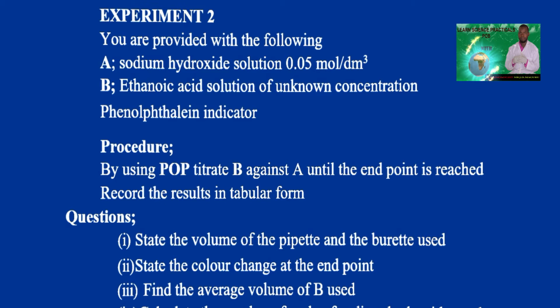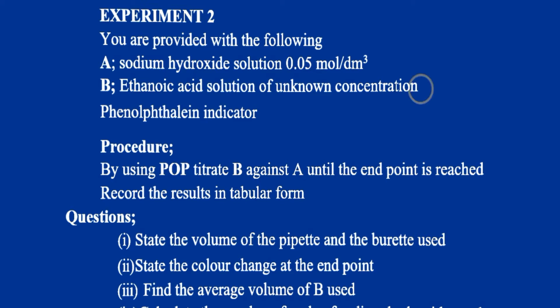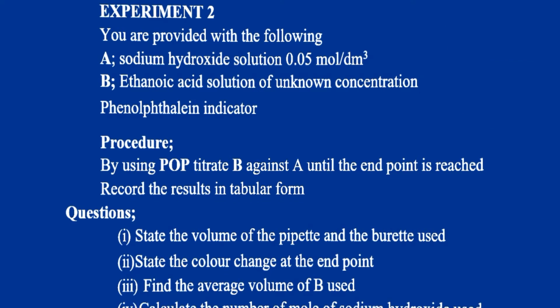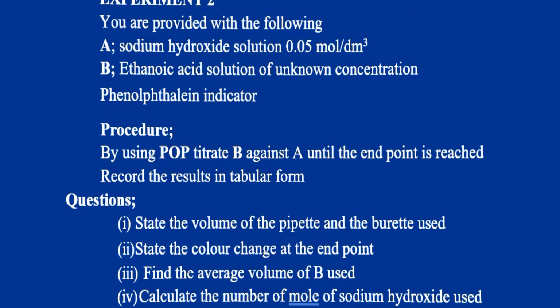You have been provided with sodium hydroxide solution of 0.05 molarity, and B, ethanoic acid or acetic acid, of unknown concentration. According to that, you are going to determine the unknown concentration. Phenolphthalein indicator is what we are going to use. The procedure is very short.